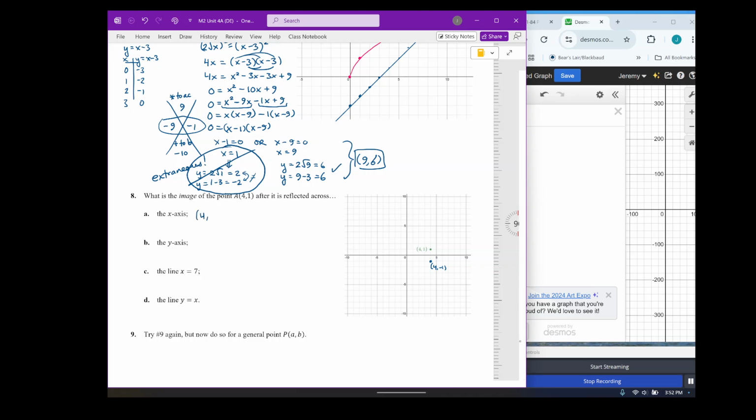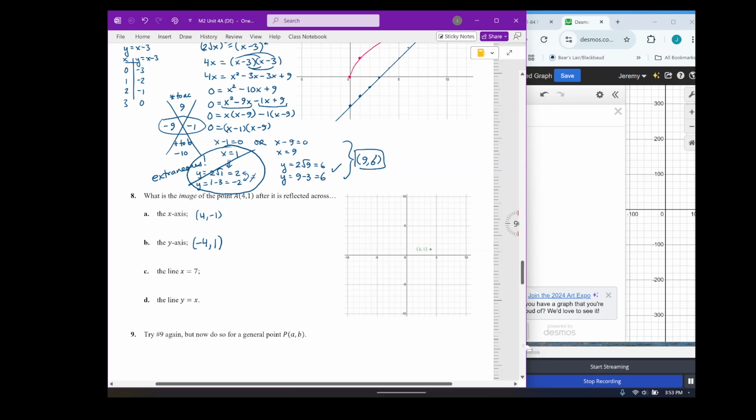So 4, negative 1. When you reflect across the y-axis, well, that's going to bounce it way over here, right? And since it was 4 units away from the y-axis, we've got to go another 4 units away. And so this is going to be at negative 4. But this time the y value never changed. And if you kind of look at it, when you reflect across the x-axis, notice the y's just switch sign. When you reflect across the y-axis, the x's switch sign.